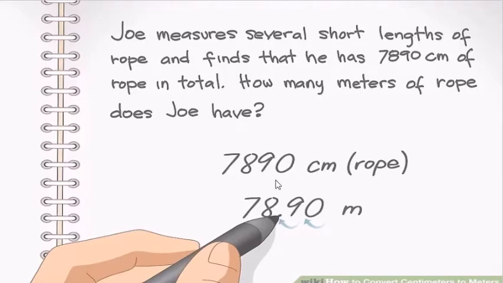So 7,890 centimeters equal to 78.90 meters. Okay, so this is the way to convert centimeters into meters.